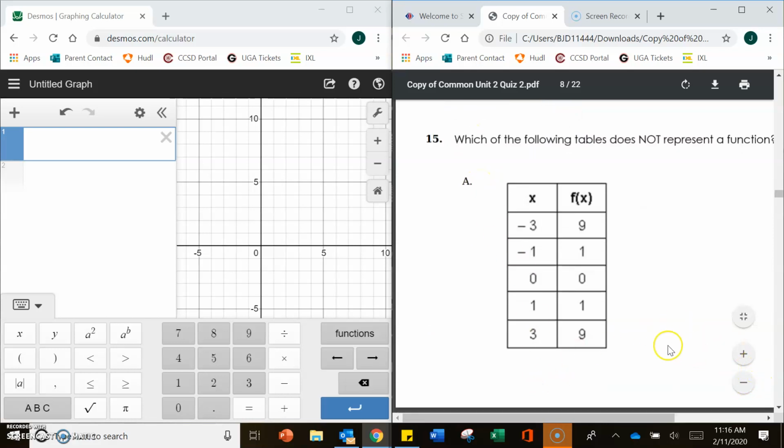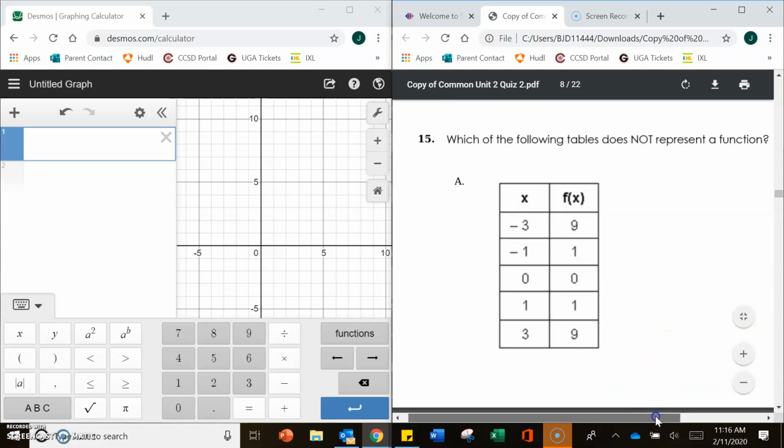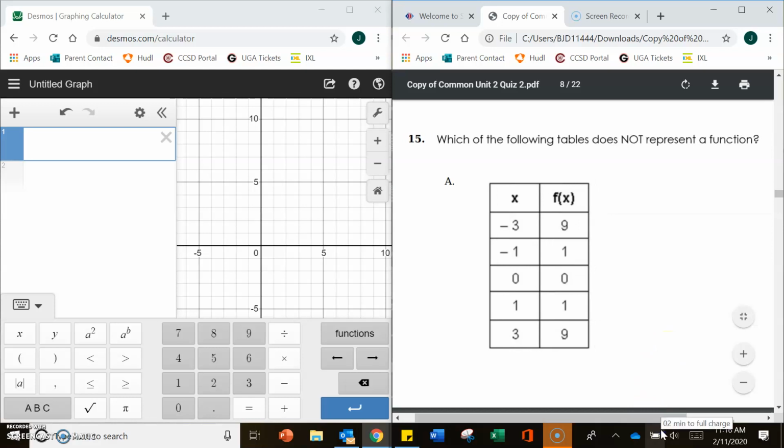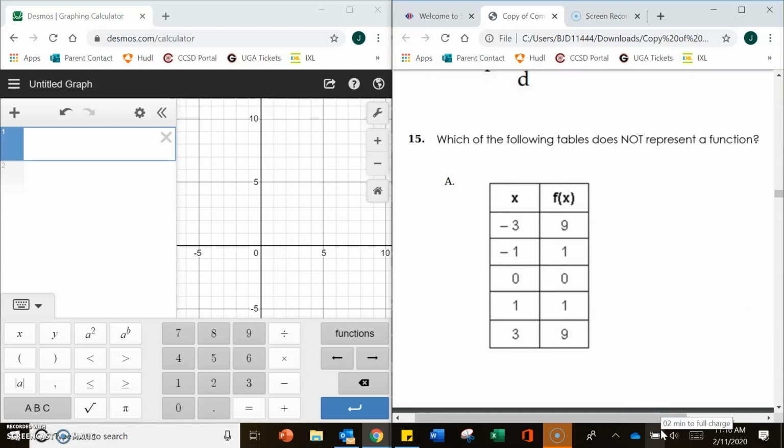All right, now, this next problem, number 15, says which table does not represent a function. So how can I know a table is not a function? Correct. When the x repeats, like when you look at the x column, if the same number is showing, that means it's not a function. All of the x values have to be a different number for it to be a function. Okay? So is A a function? Yes, it is. All these numbers are different, right?